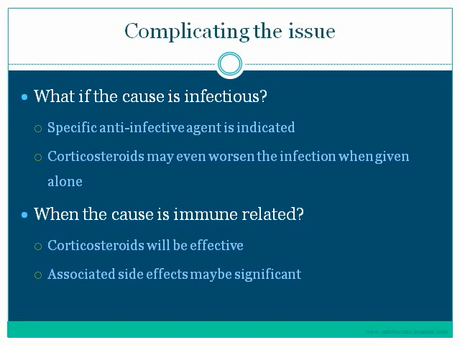What then complicates the issue of treatment with corticosteroids? The question is, what if the cause of uveitis is infectious? Because uveitis can be caused both by infectious and non-infectious causes. In case the cause is infectious, specific anti-infective agent is indicated. Giving corticosteroids in this situation can worsen the infection. But if the uveitis is immune-related or non-infectious, then corticosteroids will be effective.